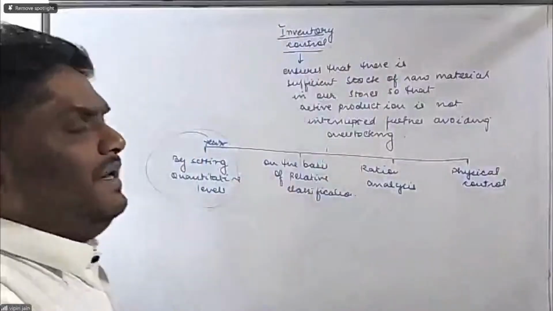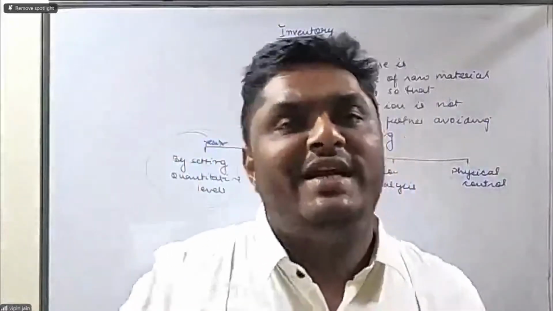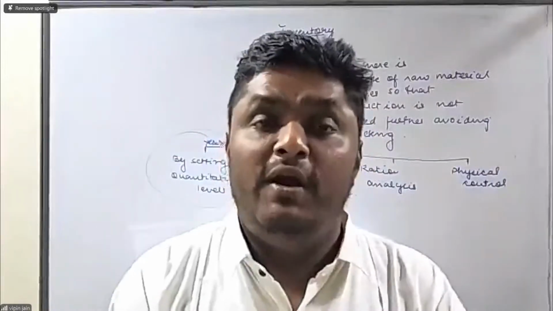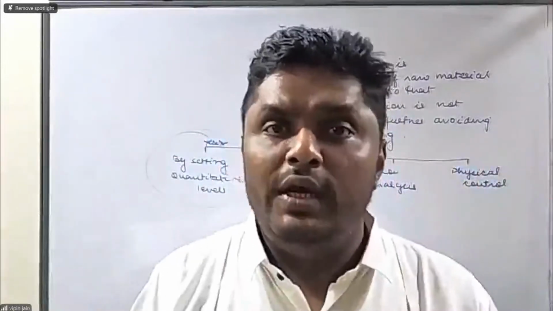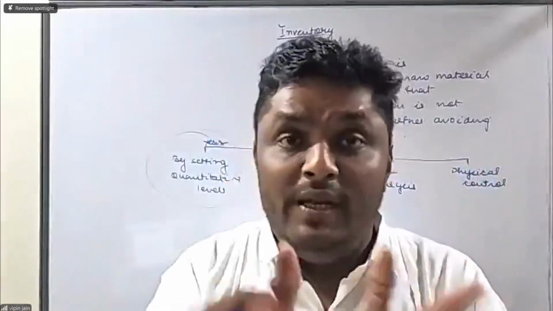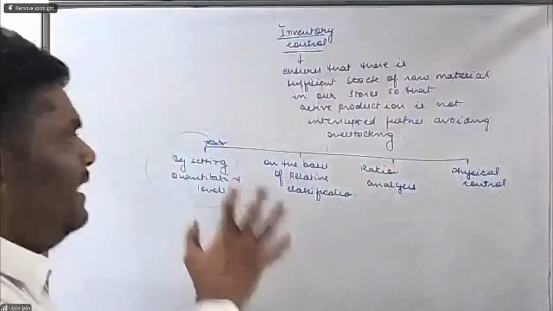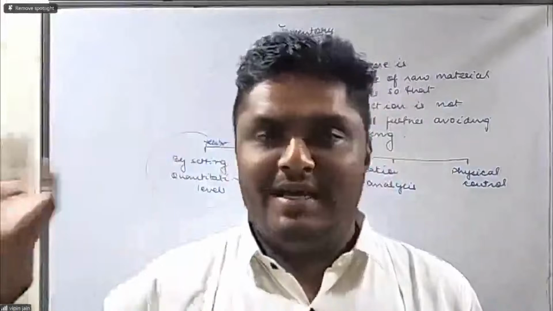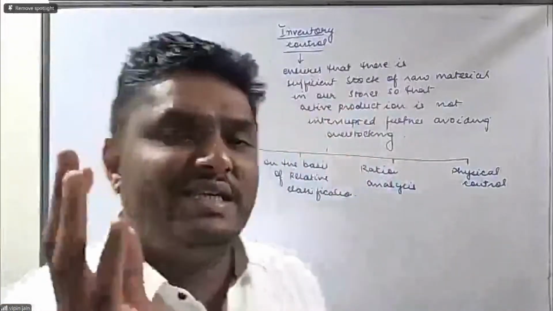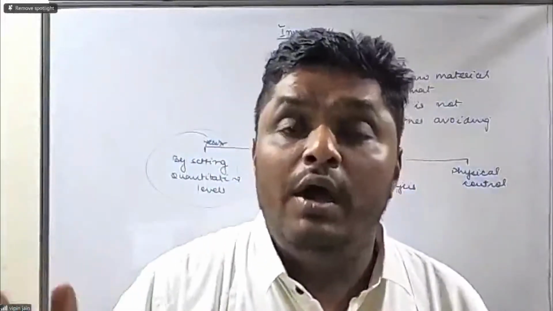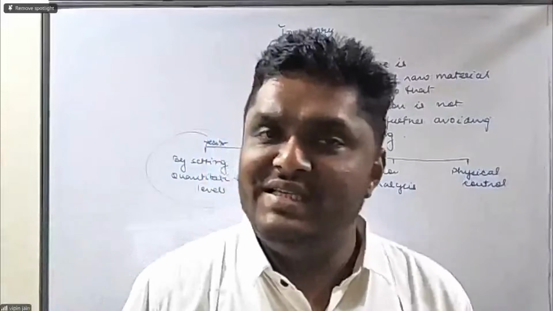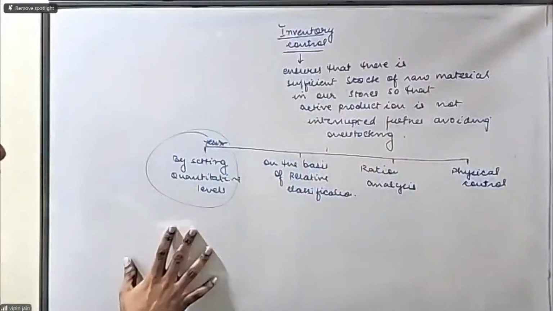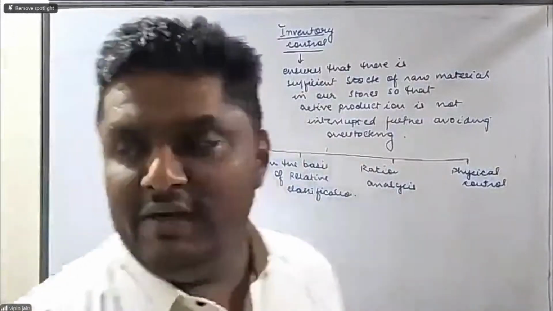So what is inventory control? Inventory control ensures that there is sufficient stock in our store so that our active production is not interrupted. Further, कहीं overstocking तो नहीं हो रहा है, वो भी inventory control check करता है. अब inventory control कैसे implement करेंगे? Either by setting quantitative levels or by relative classification, ratio analysis and physical control. Now, किसमें क्या है, we'll be discussing separately. So this part is the most important part of the chapter, that is by setting quantitative levels.